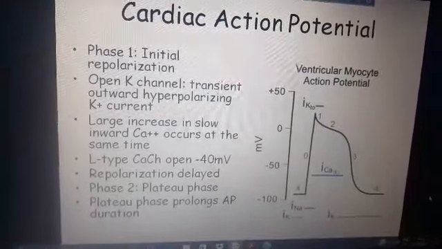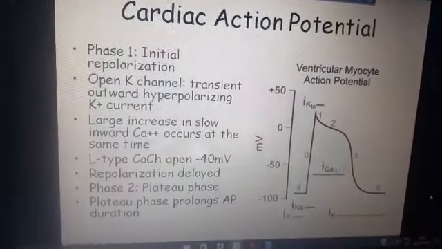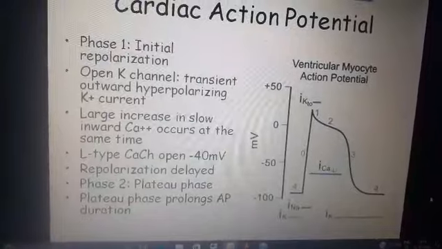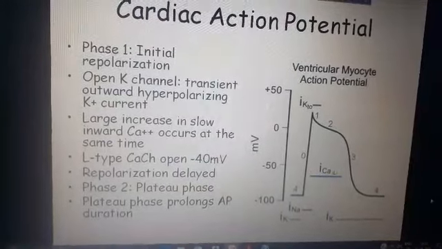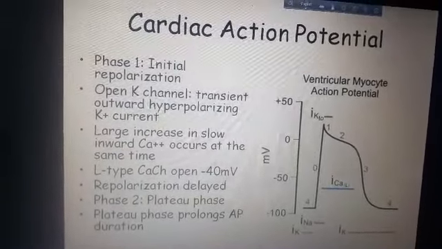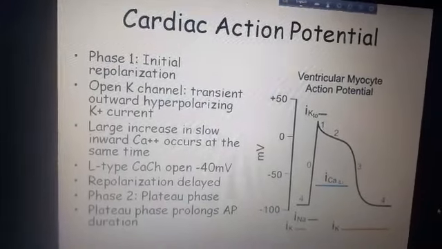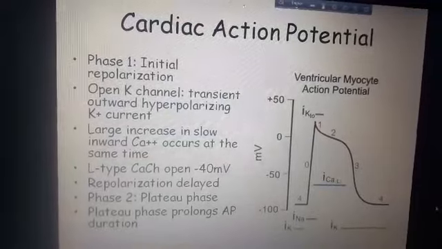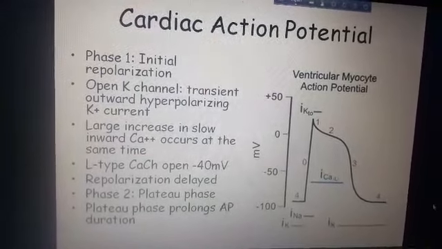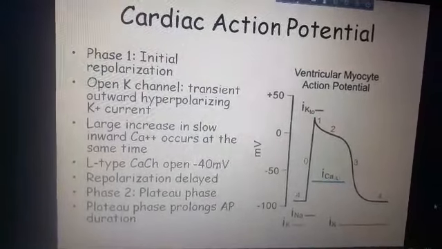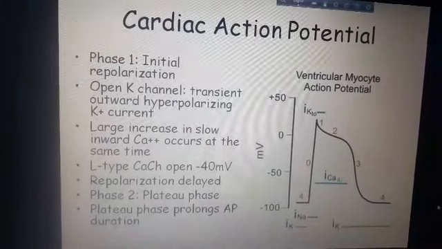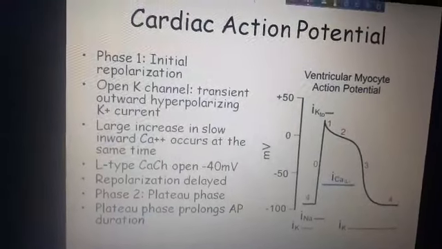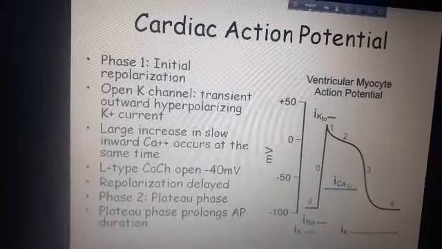So large increase in the slow inward calcium current occurs at the same time, and as there is opening of the calcium channel and potassium channel at the same time, potassium is going out, calcium is going in, so there is no change in the potential. This potential remains unchanged for a long time. This is called plateau phase. So repolarization is delayed due to this entry of calcium. This is the L-type calcium channel, which opens at minus 40 millivolt. So repolarization is delayed due to entry of calcium. This is called plateau phase, and plateau phase prolongs the action potential duration.